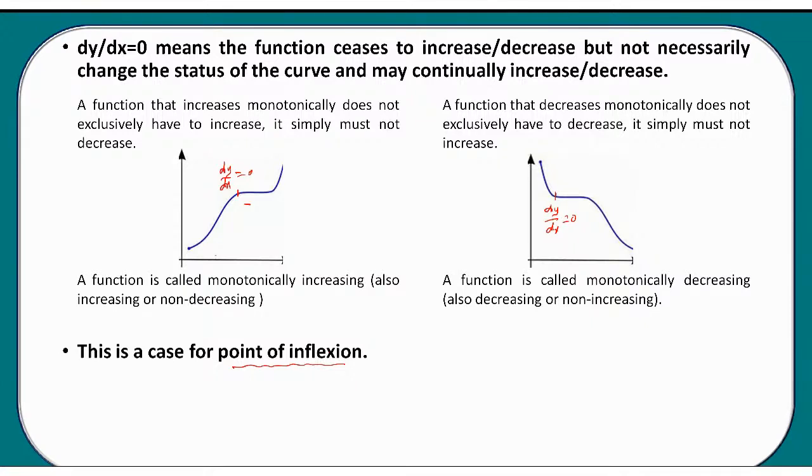That means actually in this increasing state, dy by dx changes from positive to 0 and again 0 to positive. It is not changing from 0 to negative in this case. Similarly, in this case, it is changing from negative to 0 and 0 to negative again. If it changes from 0 to positive, it is a turning point. Since it is not changing from 0 to positive, it is going 0 to negative once again, thereby it is called a point of inflection.